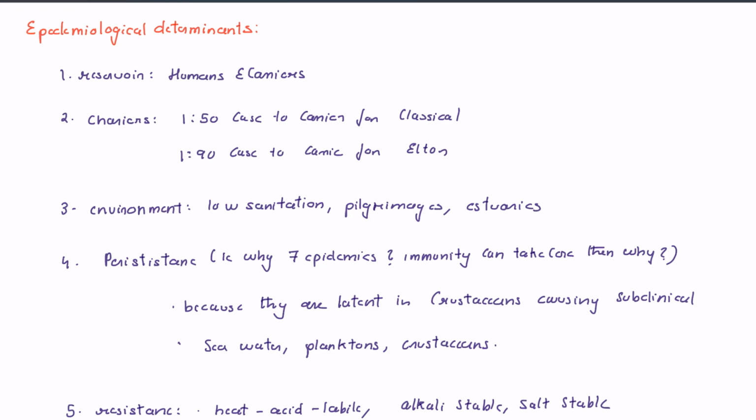Persistence. There have been 7 epidemics. Our body has immunity against it, but still why are we getting 7 epidemics? Because they are latent in crustaceans, seawater, planktons. So once there is an epidemic, they travel to the sea, where they are latent in seawater and planktons.